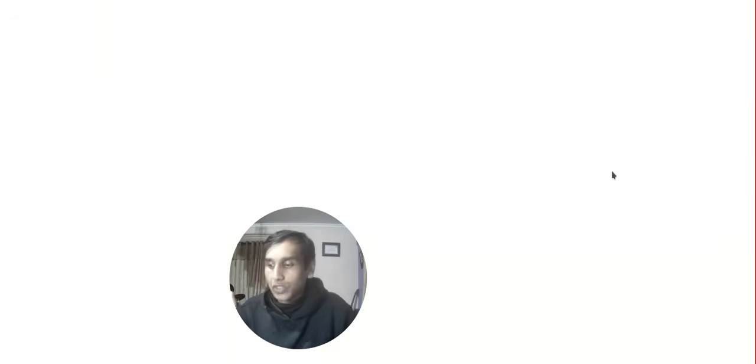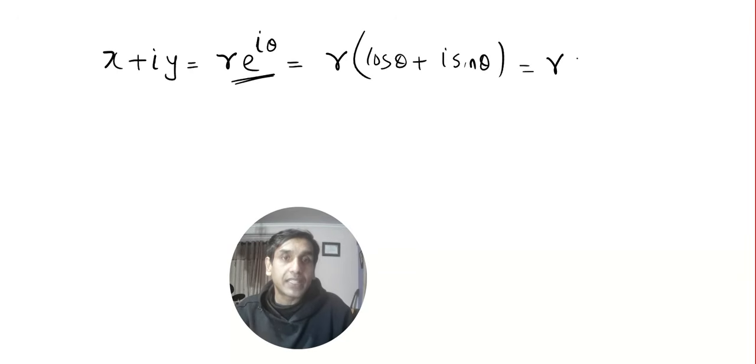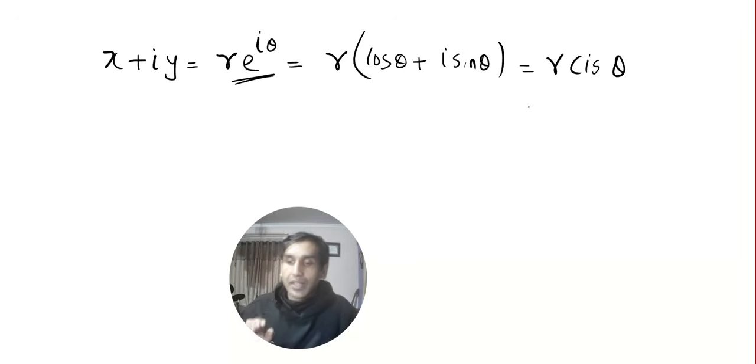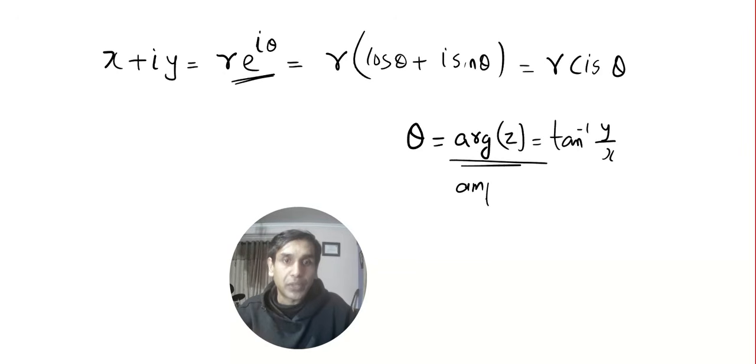Okay, so once more, let me make it very clear. A complex number can be written in the form r e power i theta. And that is the same as, what is r e power i theta? Cos theta plus i sin theta. And this can be written as r cis theta. Okay, and don't forget, theta is called the argument, and argument is given by tan inverse y by x. And another word for argument is amplitude.